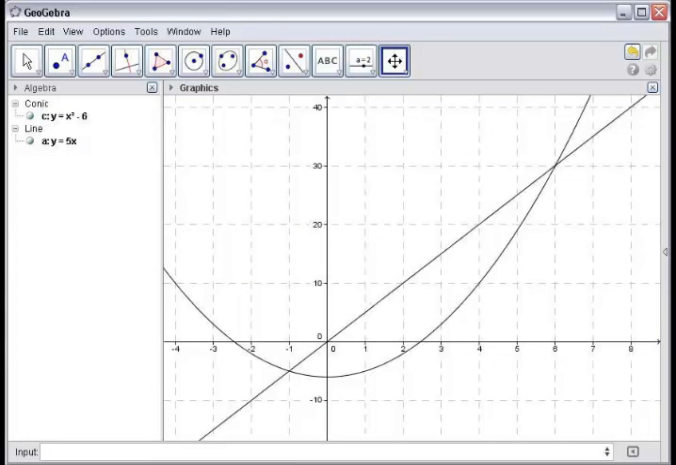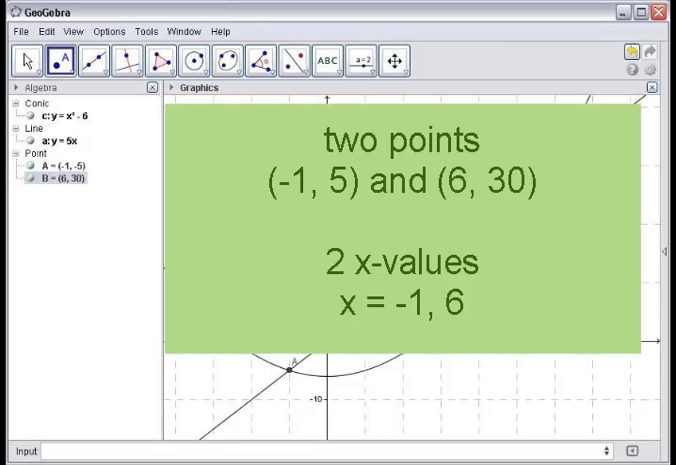I've changed the view in GeoGebra so that I can see the places where the two graphs cross, and I've had to use the point tool to isolate where those 2 points are. Don't forget, GeoGebra, once you graph the two equations, will actually show you the exact points where they cross.